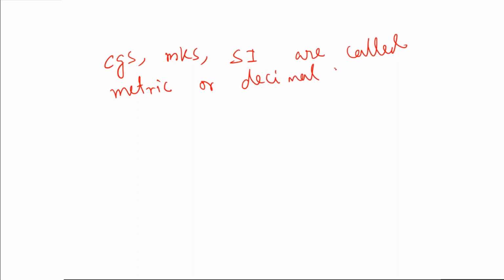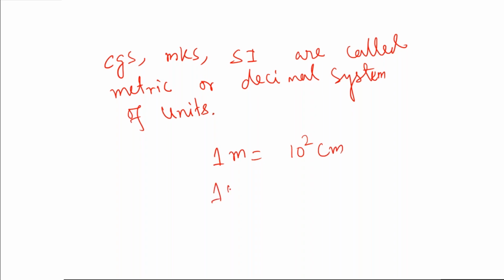You might be thinking what it is. Decimal system of units. Why? Suppose I have 1 meter and I want to go to centimeter, then you have 10 to the power 2 centimeter, right? Similarly, if I come from 1 centimeter to meter, I have to write 1 into 10 to the power minus 2 meter, like 1 centimeter is this much meter.